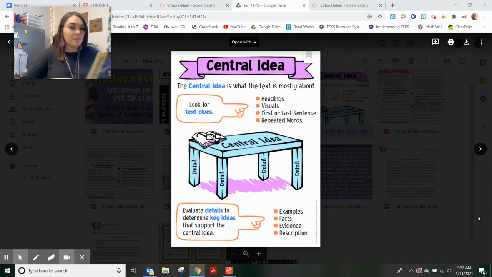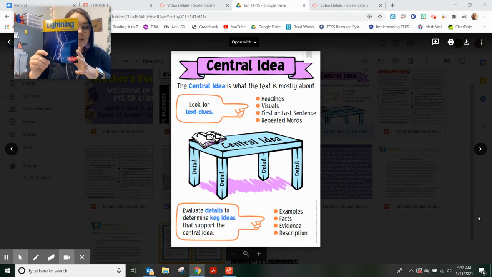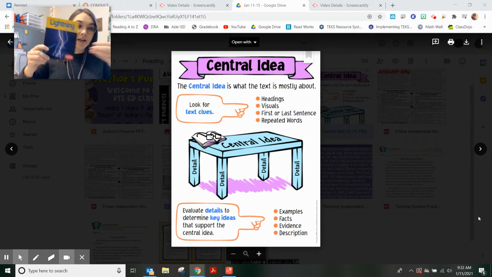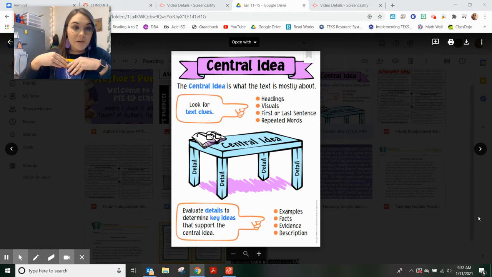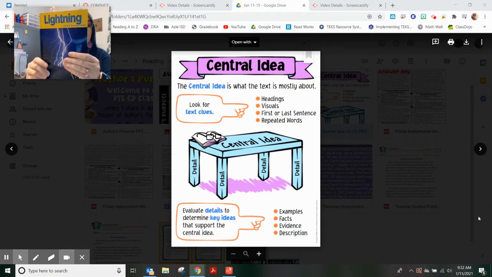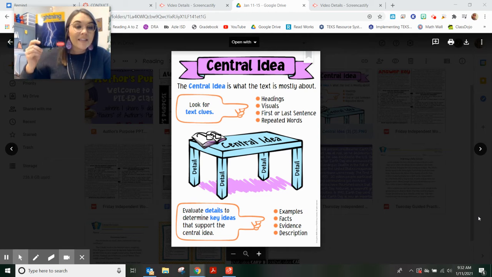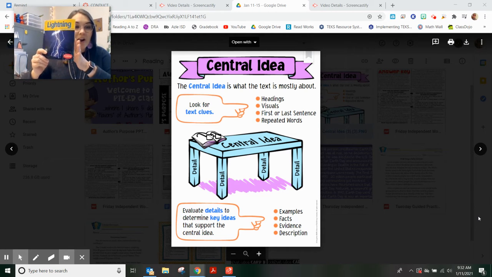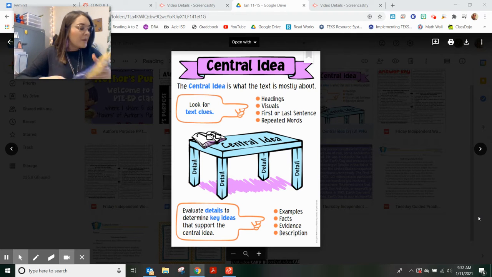If I have this book called Lightning, and I'm assuming the central idea is going to be something about lightning, right? But if I say the central idea is something to do with frogs, none of the details in this book are going to have anything to do with frogs, right? They're all going to have to do with storms and lightning and electricity. They're going to have nothing to do with frogs. So my details don't support that central idea. So that means that it is wrong.